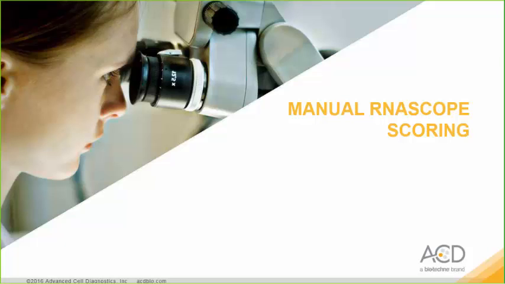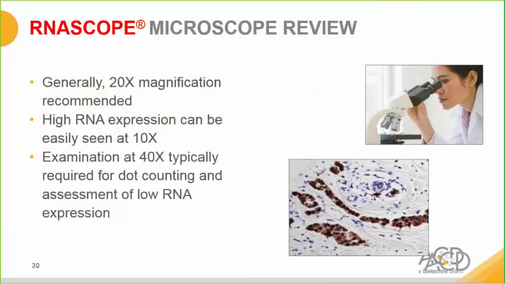We turn now to manual RNAscope scoring, which includes qualitative assessments, semi-quantitative assessments, and H-scoring. While high RNA expression in cells can be seen at 10x, 4x, or even 2x, we recommend assessments about expression levels be made at least at 20x magnification. Usually 40x magnification is necessary to count dots and assess tissues that are low expressors.